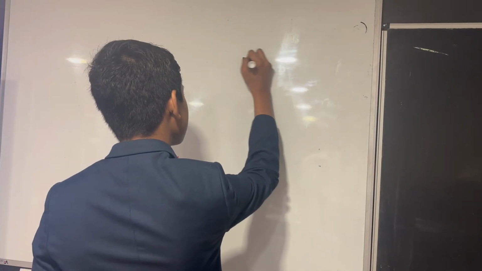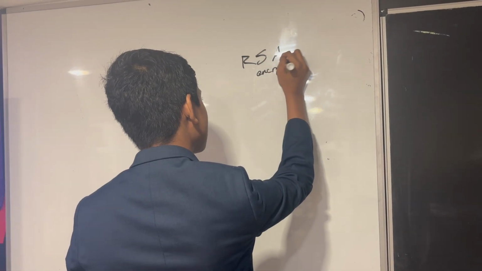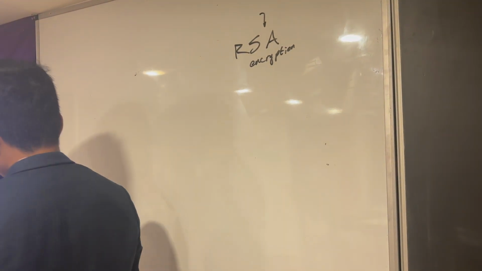Today we're going to talk about the most popular form of encryption, or at least the simplified version of it, RSA encryption. This is actually an acronym of the names of its three inventors.